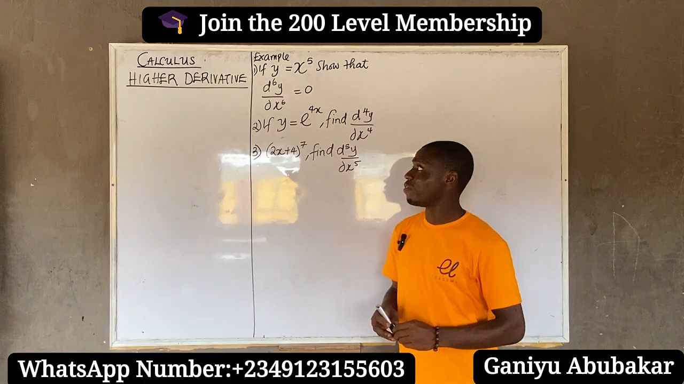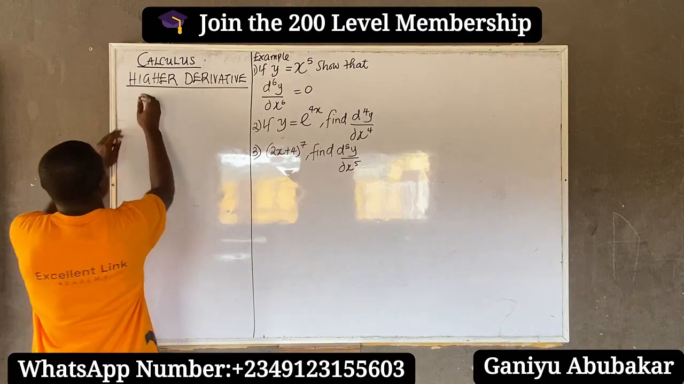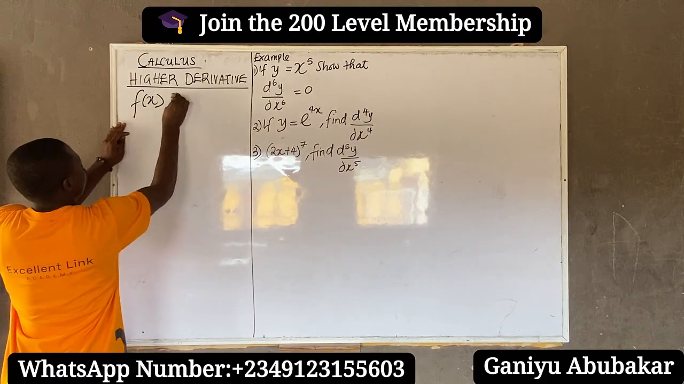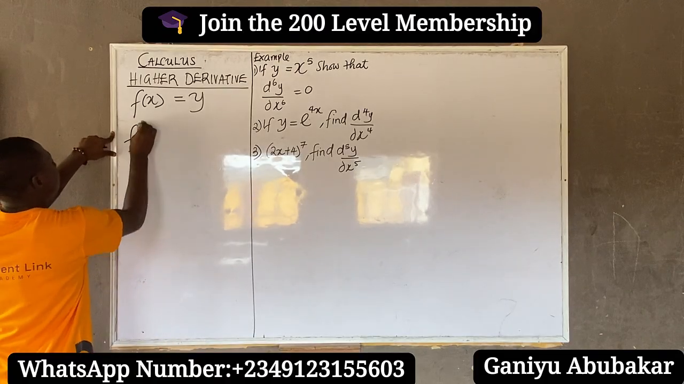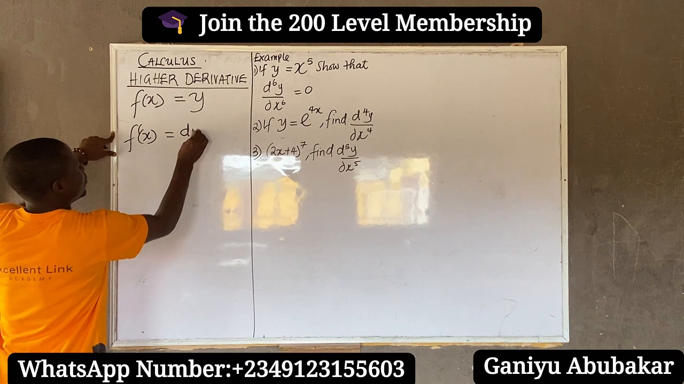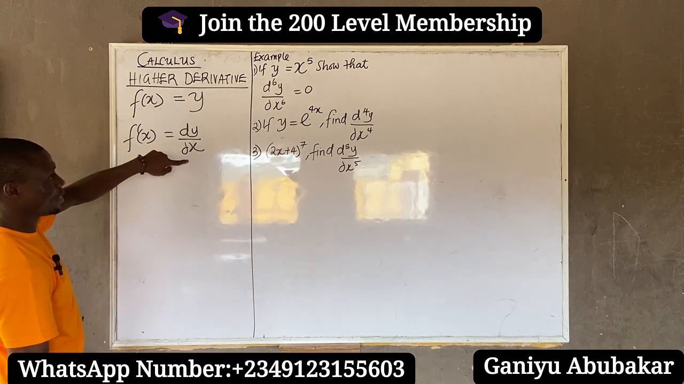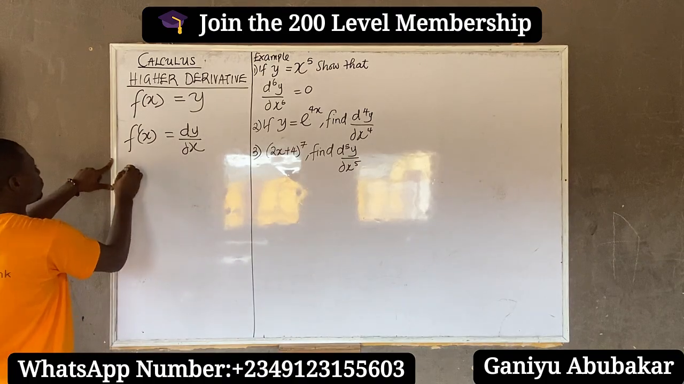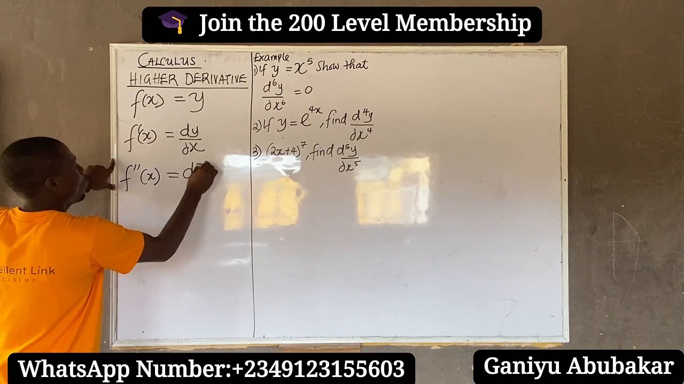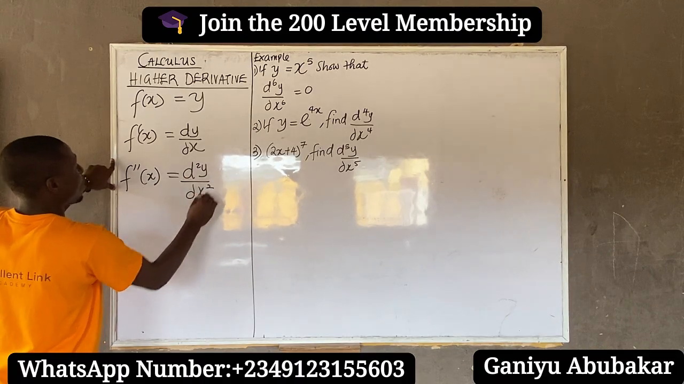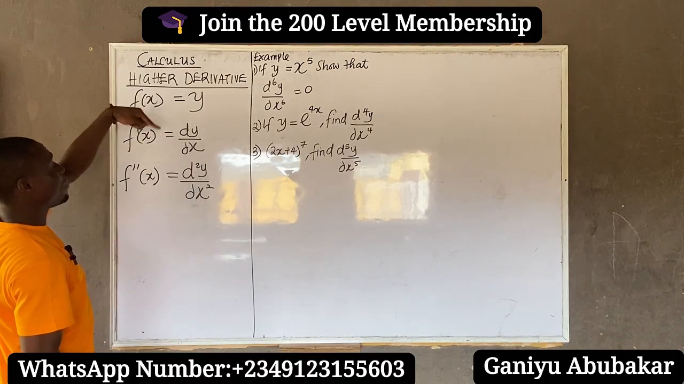Alright, let's look at the concept of higher derivative. Given a function f of x equal to y, my first derivative gives you f prime of x equal to dy/dx. So if I differentiate once, I'll have dy/dx. The second derivative, f double prime of x, is d squared y over dx squared. If I differentiate my first derivative, I'll have my second derivative.